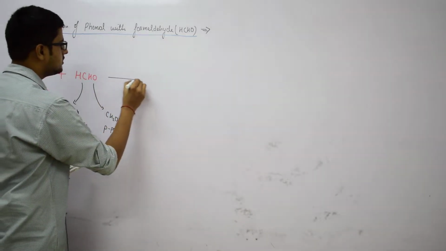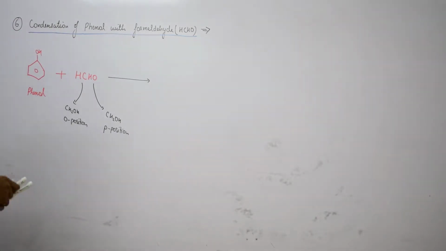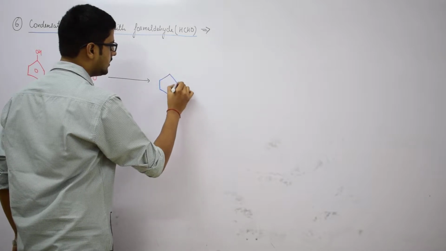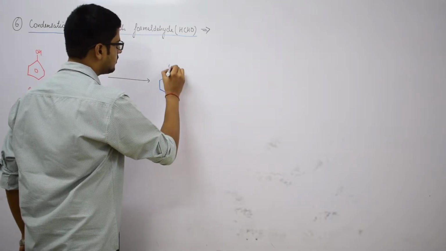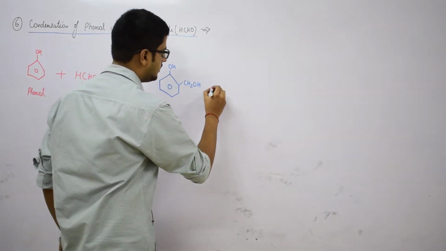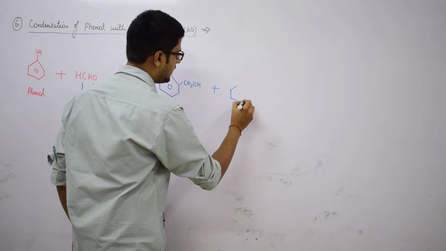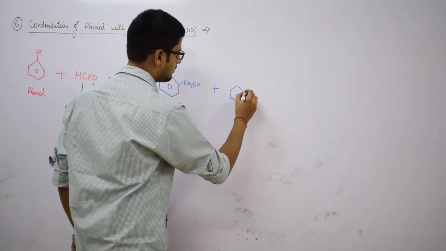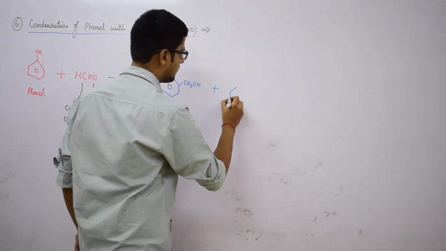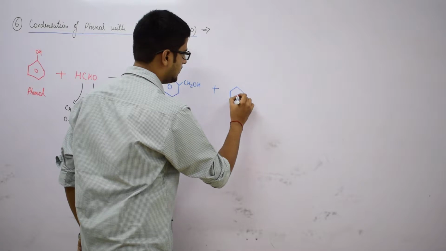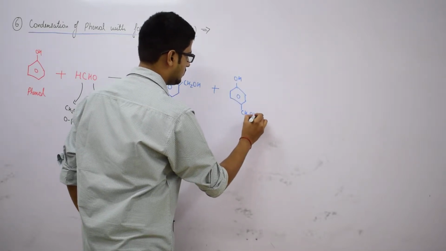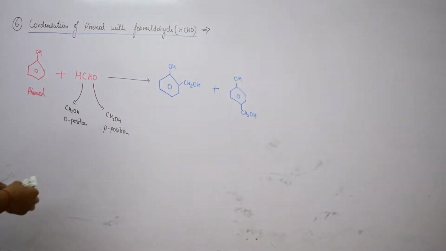So, what happens during the product formation? We have two main products, one is the ortho derivative and the other one is the para derivative. So, these are the two products, ortho and para substituted products.